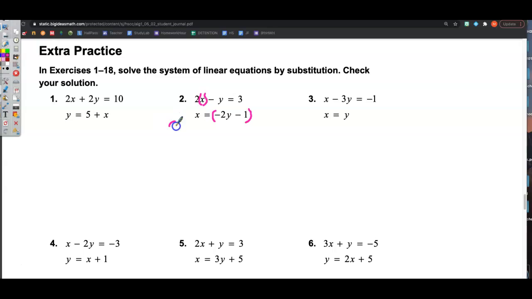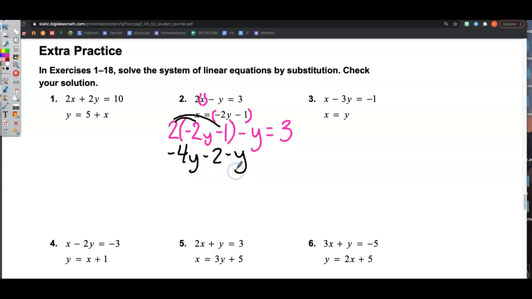So I'm going to have 2 times, call for a sub because there's X, negative 2y minus 1, close your parentheses, and I still have minus 1 equals 3. Sorry, I missed 1y. Okay, what would I do first to solve? Distribute. So 2 times negative 2, minus y. It's still minus. Equals 3.